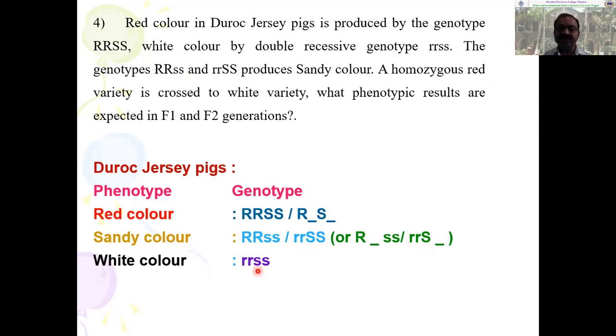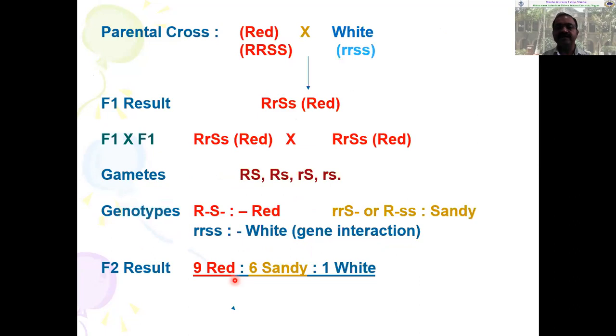But there is a twist, because the 16th, that is the last combination, is homozygous recessive. Both alleles are homozygous recessive. In that case, it is producing a third, different type of color. So here you can see that there are three phenotypes. It is neither completely duplicate recessive interaction, but there is a gene interaction also. So you can say it is a duplicate recessive epistasis with a gene interaction.